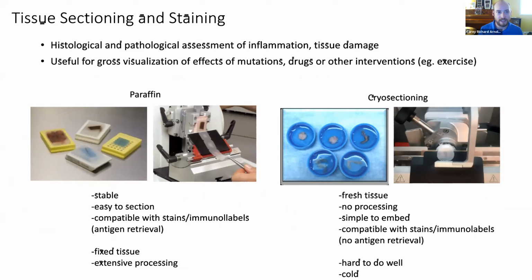When you're sectioning tissue, there are a couple of ways to do it, and two of the more common ways are to use paraffin sectioning, where you embed it in paraffin wax. It's very stable and easy to section, but you need to fix your tissue, and there's a lot of extensive processing that goes along with it. So if you want to use fresh tissue, you can cryosection it. This gets embedded in basically a frozen gel, and you can section it so that the tissue is still fresh. However, you have to be very careful. It's difficult to do, and your hands are always in this very cold sectioning machine. So that's a negative.